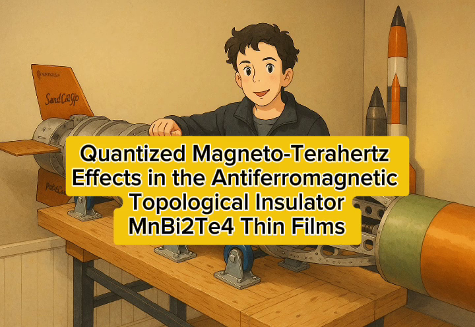You can imagine stacking sheets. But each MBT sheet is actually a stack of 7 atomic layers. 7. Wow. What's in there? It's called a septuple layer, or SL. The sequence is tellurium, bismuth, tellurium, manganese, tellurium, bismuth, tellurium. Okay, quite a sandwich.